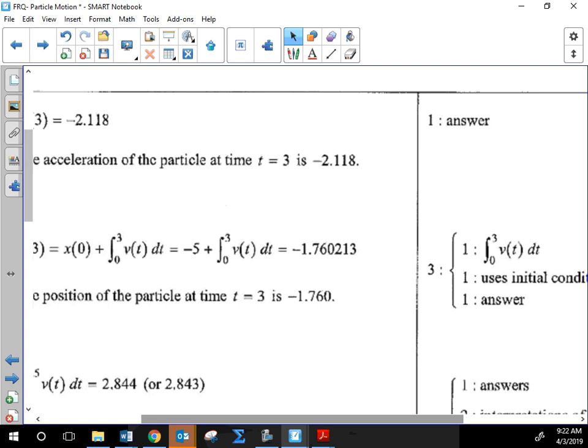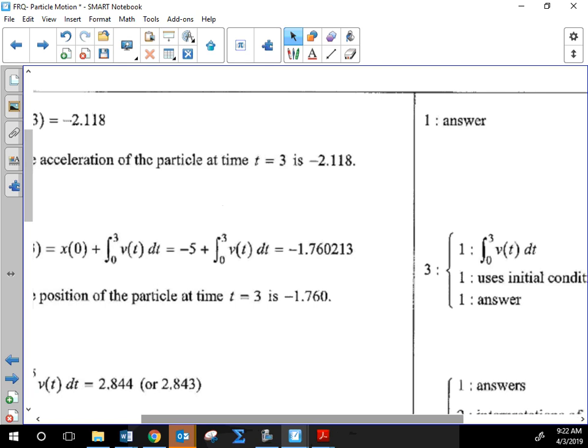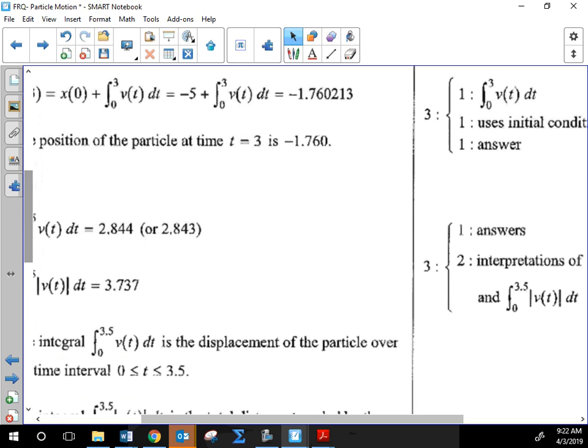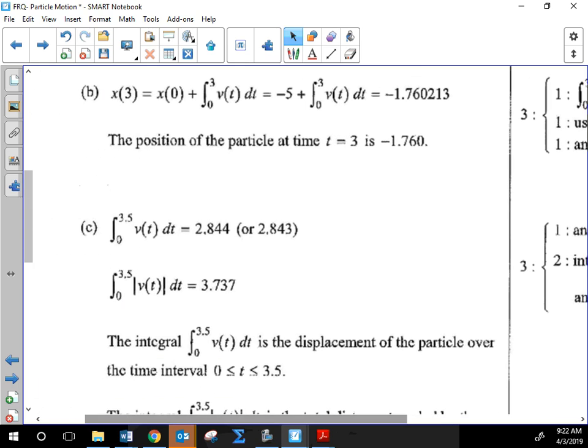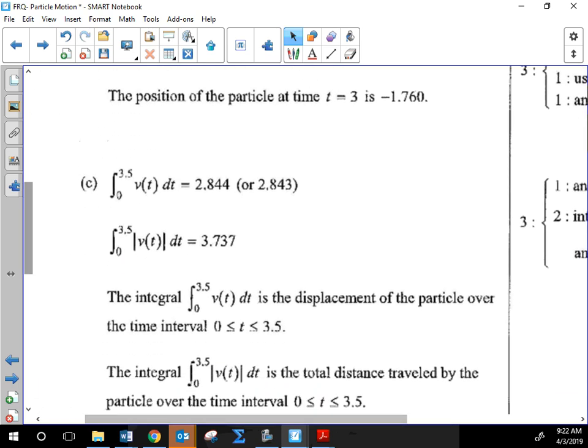Okay, and then part C. Alright, so you should have gotten for your displacement 2.844, for your total distance 3.737. Remember, you can literally just punch this into your calculator, make sure your absolute values are inside the integral, not outside of it. Alright, and then our first integral is the displacement over the time interval.